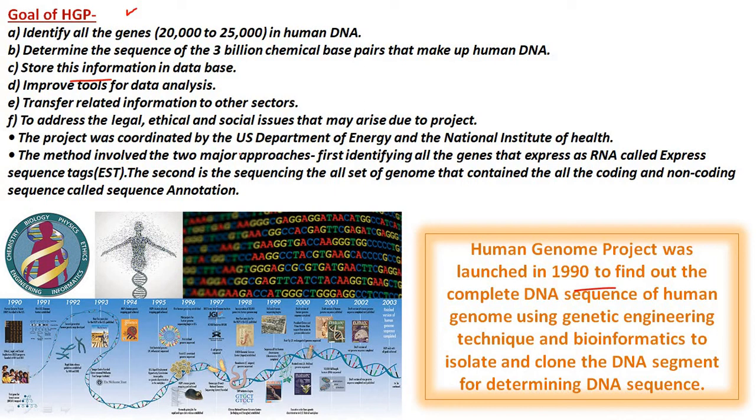The project was coordinated by the US Department of Energy and the NIH, and the method involved two major processes. The first, identifying all the genes that express as RNA, called the expressed sequence tags or EST. The second is the sequencing of the whole genome that contained all the coding and the non-coding sequences, called the sequence annotation.